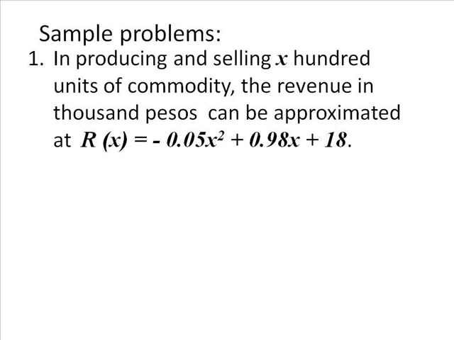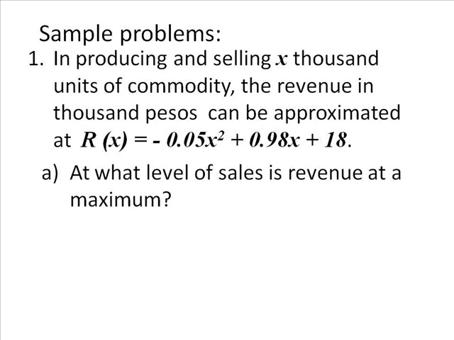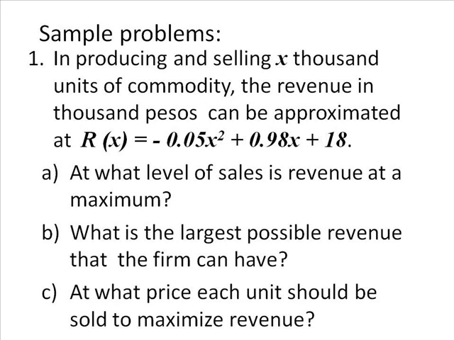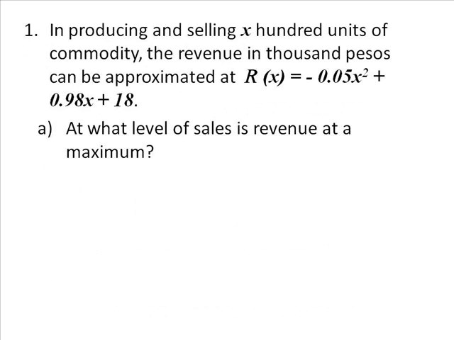Here's the first sample problem. In producing and selling X hundred units of commodity, the revenue in 1,000 pesos can be approximated by the given revenue function. Let's answer the following questions. At what level of sales is revenue at a maximum? What is the largest possible revenue that the firm can have? And at what price each unit should be sold to maximize revenue?